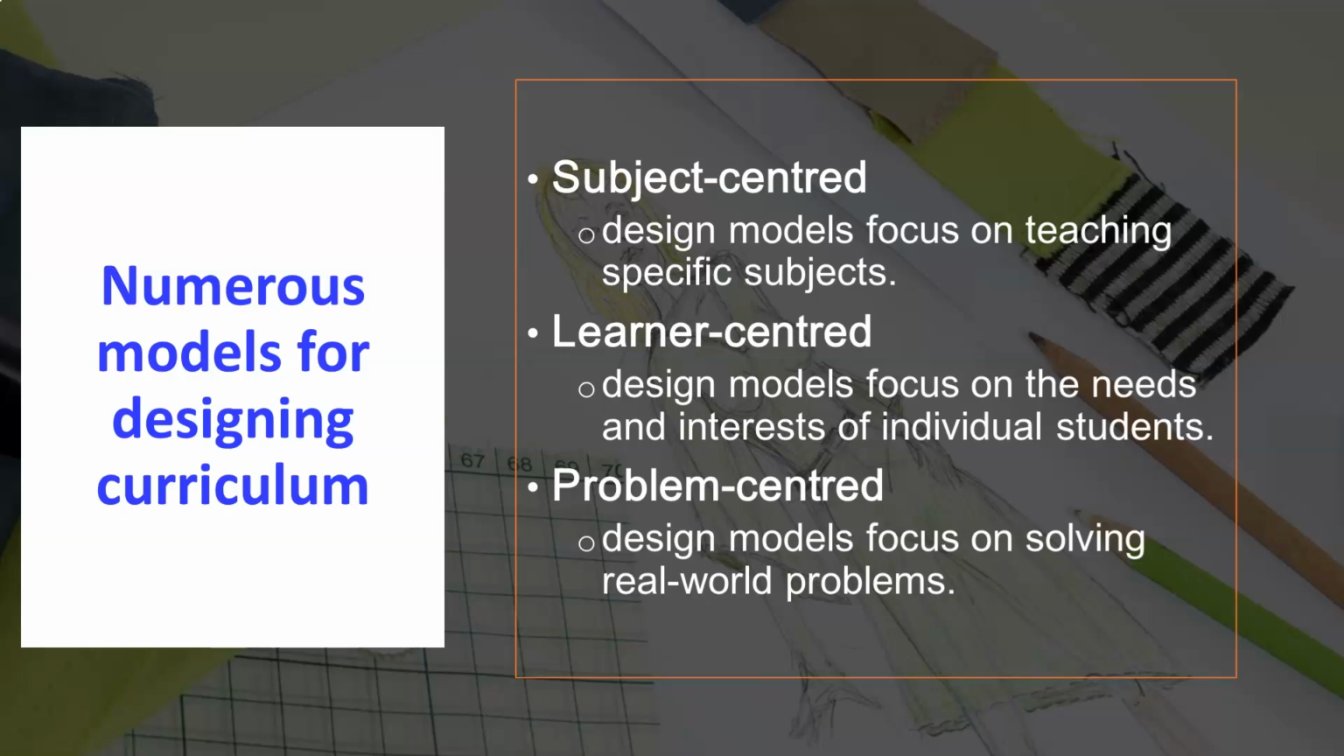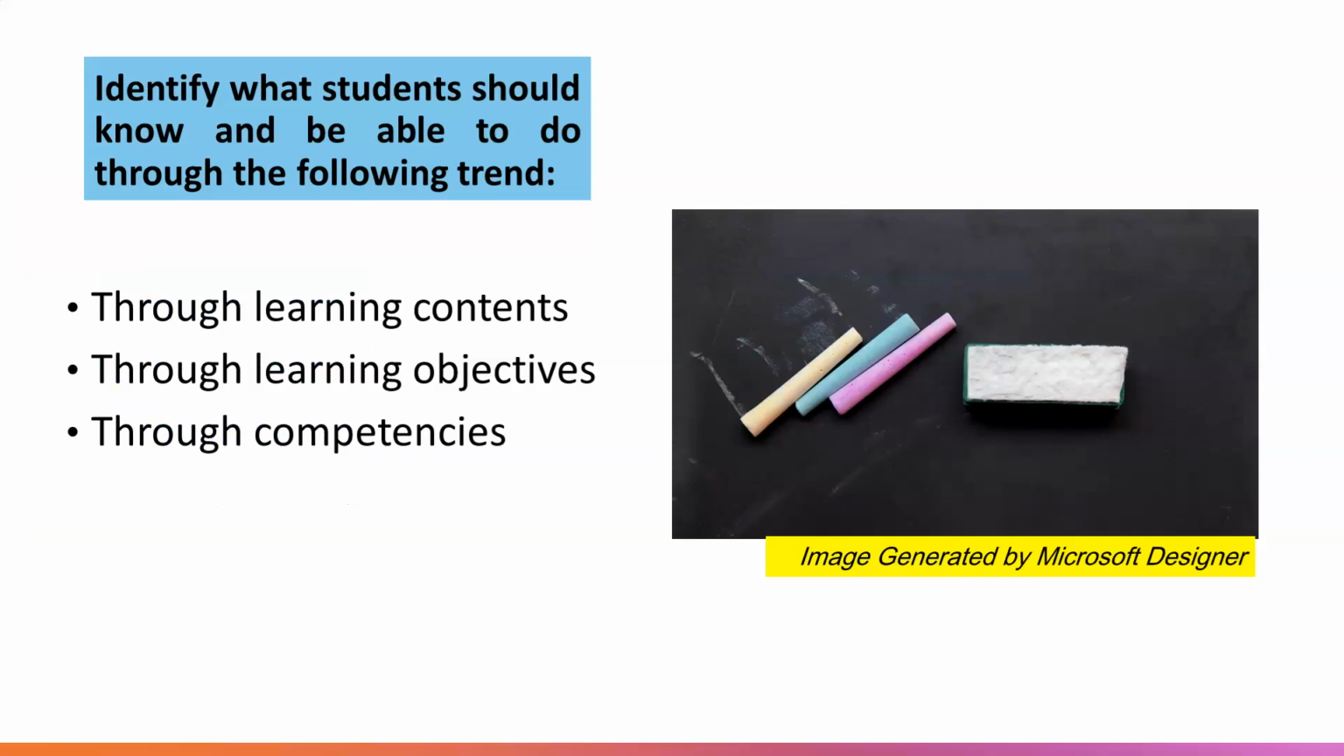For example, a subject-centered curriculum may have elements of both student-centered and problem-centered designs. Courses that are subject-centered can be delivered with elements of student-centered and problem-centered designs. Regardless of what curriculum design is followed, the design should consider what the student needs to know, what the student should be able to do, and what the student needs to be.